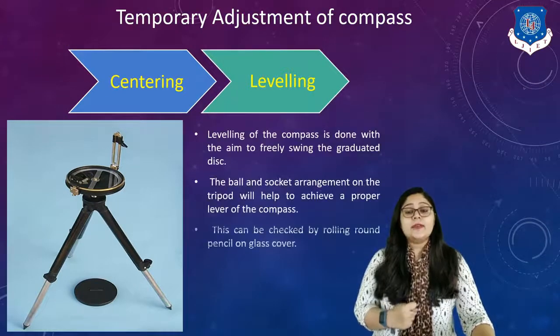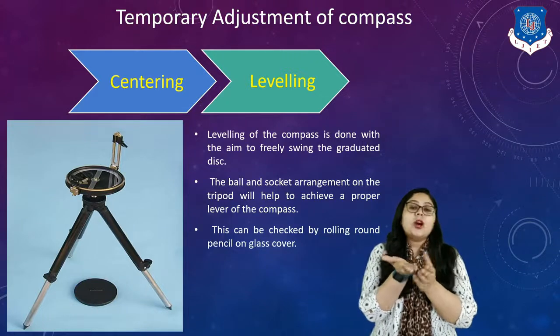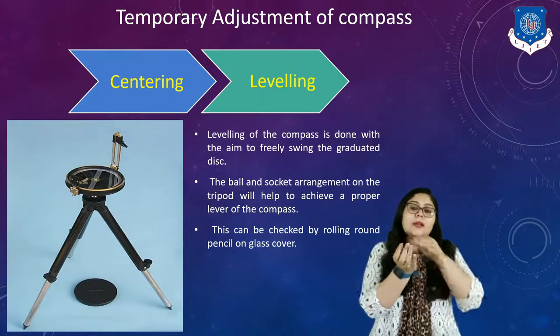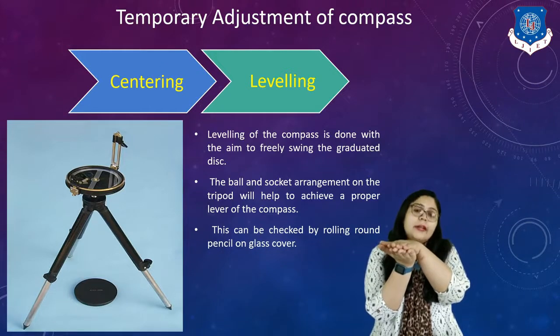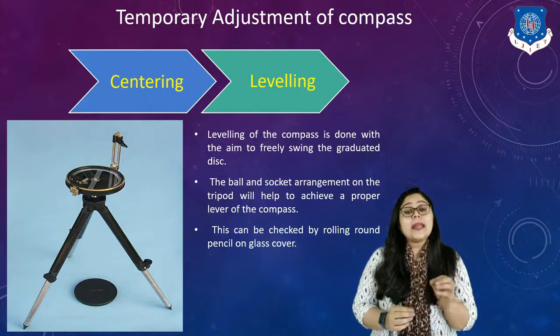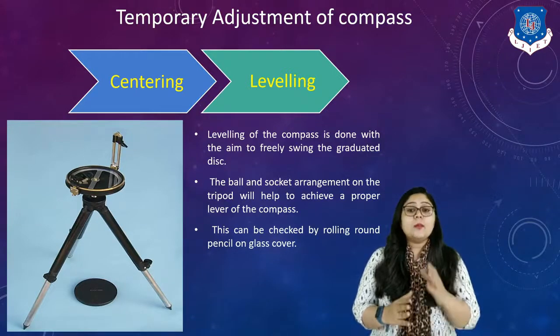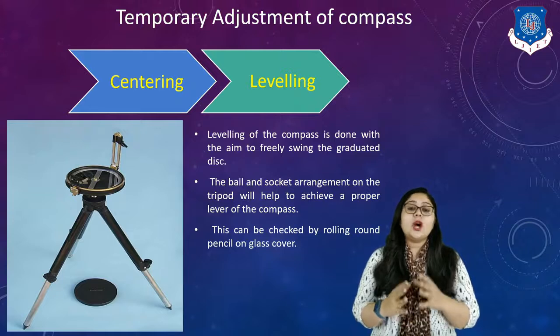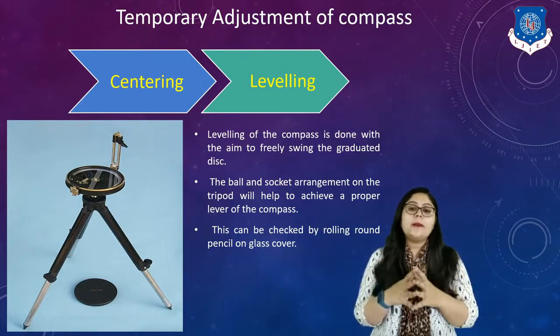Next is the leveling. Leveling of the compass should be done because once the centering is over, the next task is to level our compass. Because if we do not level our compass, we are getting wrong readings. So, leveling of the compass is done with the aim to freely swing the graduated disc, and the ball and socket arrangement of the tripod will help to achieve a proper level of the compass.